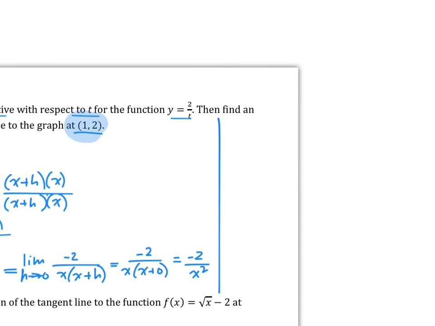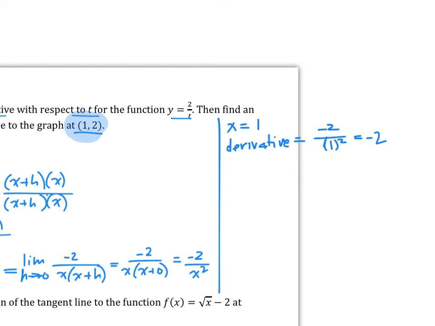In this case, the derivative says it's just negative 2 over x squared. So I only really need x. So at x equals 1, when I plug it in, the derivative is negative 2 over 1 squared, which is negative 2. So it's saying that at that point, 1, 2, the slope of the tangent line is negative 2. So it's a downward slope.